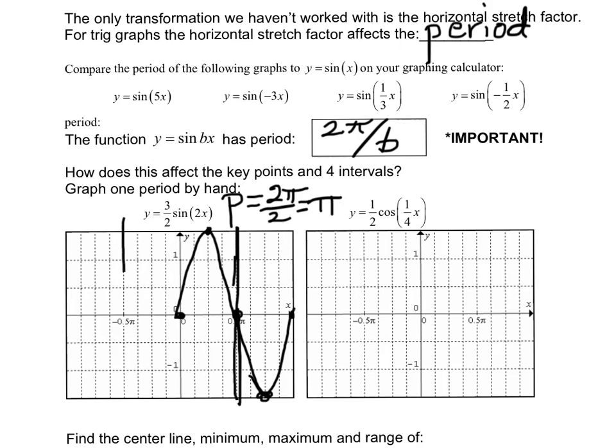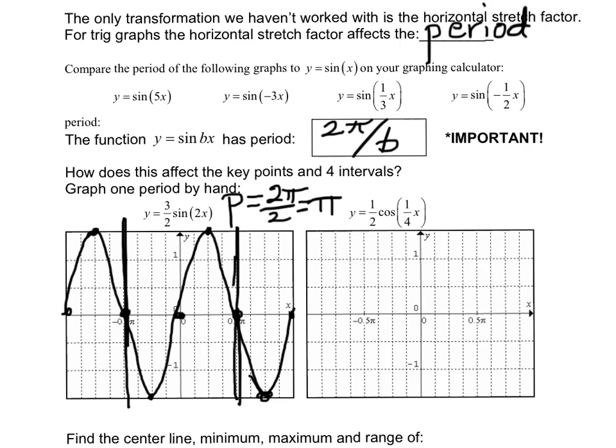But notice what's happening here: if I actually go a distance of 2 pi, I'm getting more repetitions within this period than I would with a period of 2 pi. So over a distance of 2 pi, I'm getting 2 repetitions of sine because the period has now been changed to pi.